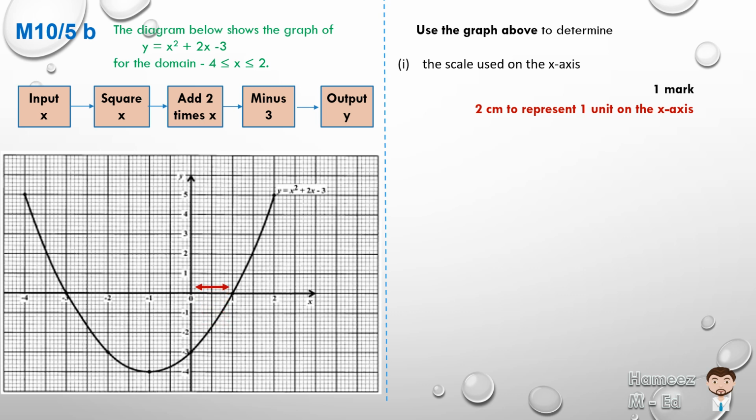And of course, in the exam, you will have the paper in front of you. You could take your ruler and measure the distance from 0 to 1 or from 1 to 2. That means we're moving 1 unit. And how far is that distance? You write that, so 2 cm represents 1 unit on the x-axis.